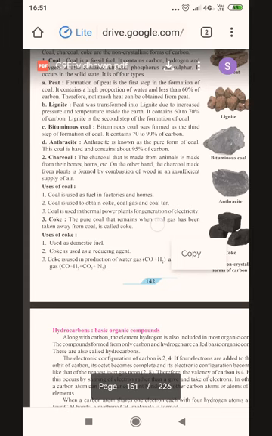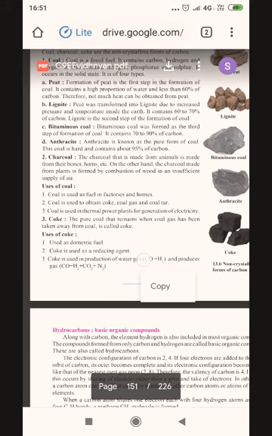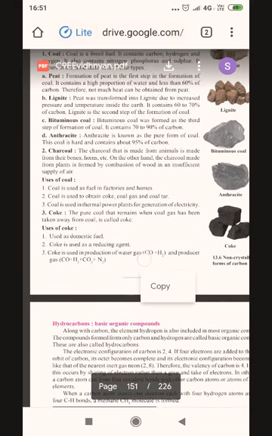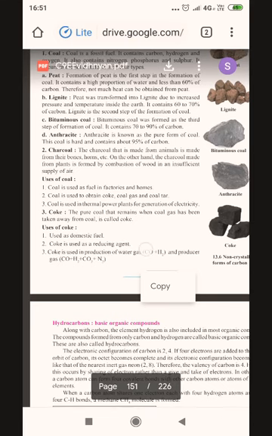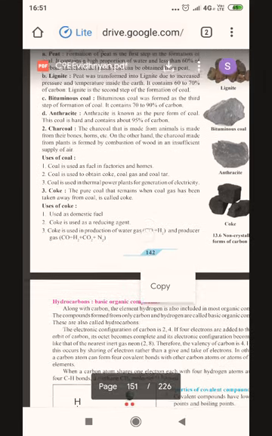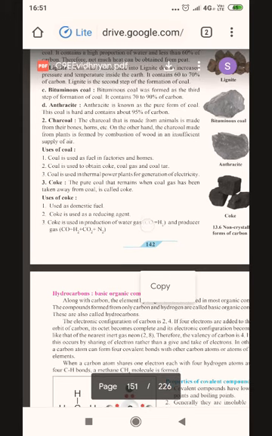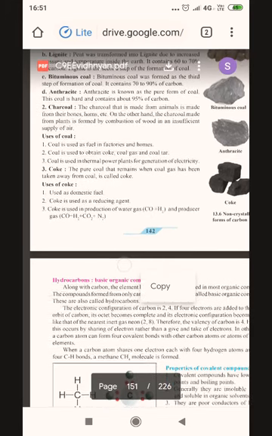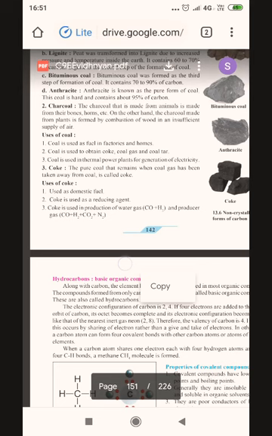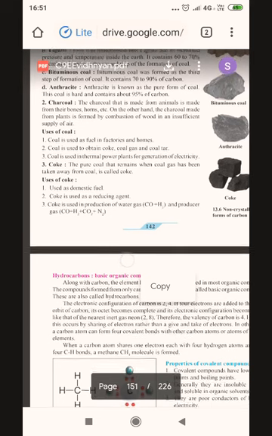Peat is transformed into lignite due to increased pressure and temperature inside the earth. It contains 60 to 70% carbon. Lignite is the second step of the formation of coal. Bituminous coal was formed as the third step. It contains 70 to 90% carbon. Then anthracite, known as the pure form of coal. This coal is hard and contains about 95% carbon.